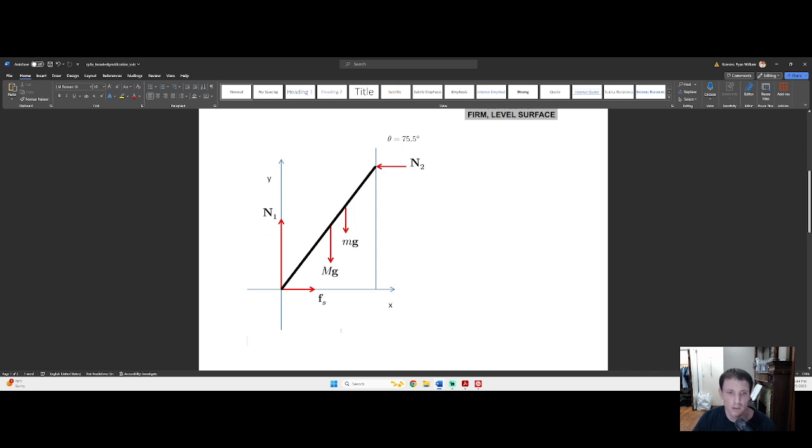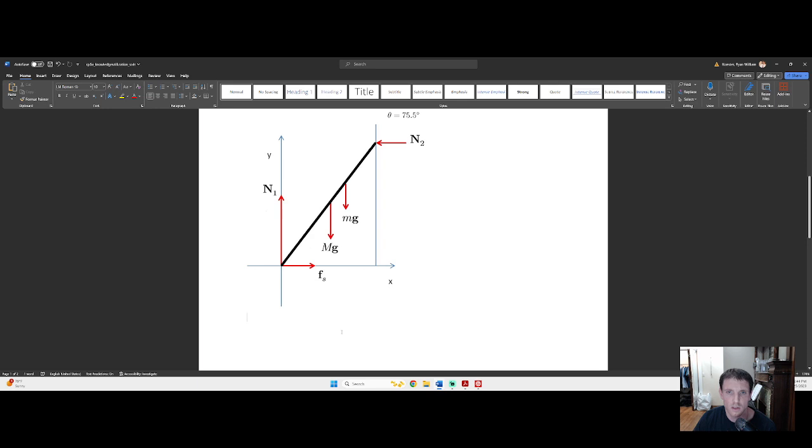So, let's start summing some forces here. Remember that for static equilibrium, we want to add up all the forces in the x direction and set their sum equal to 0. We want to add up all the forces in the y direction, set their sum equal to 0, and then also compute the torque about some axis of rotation and make sure that is 0 as well.